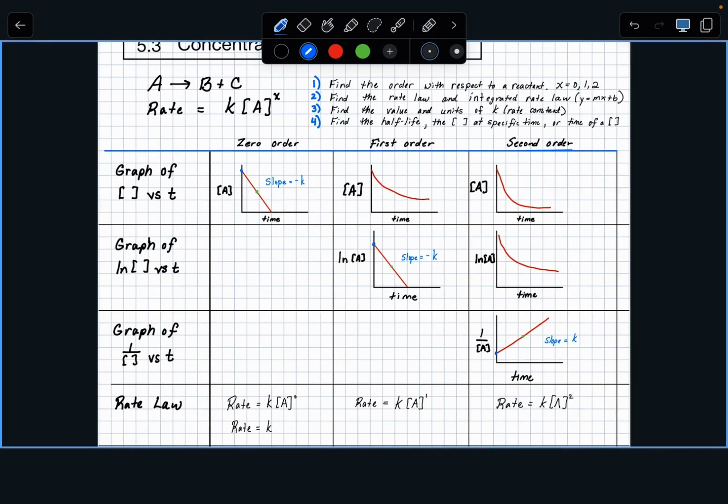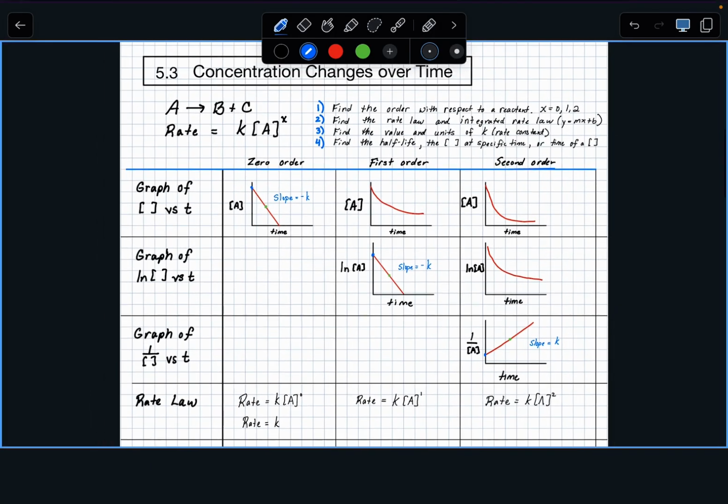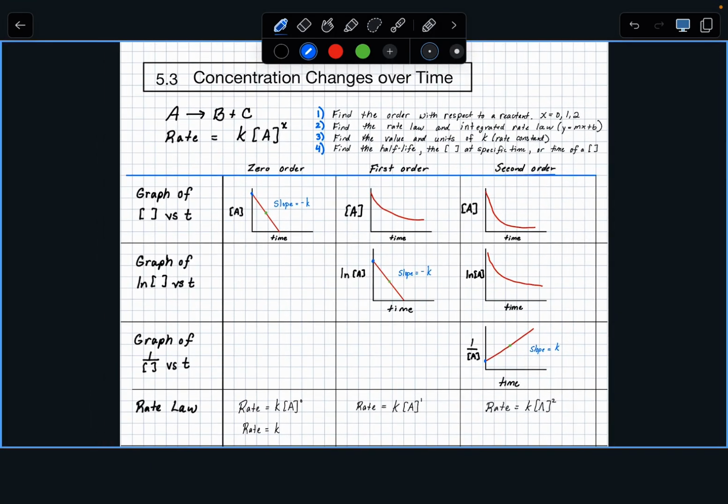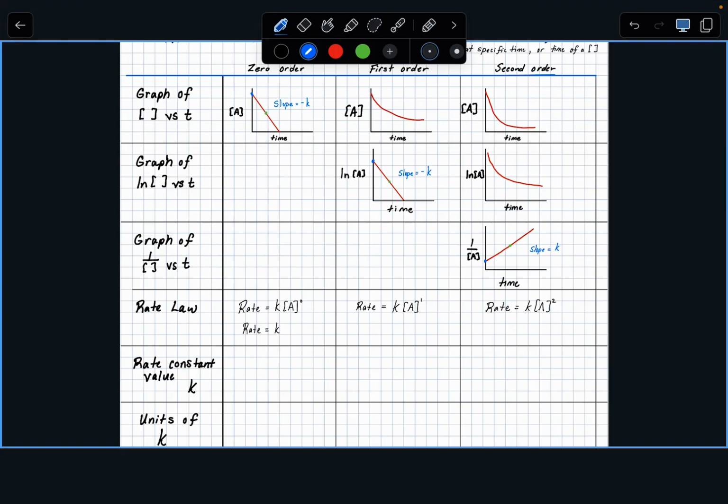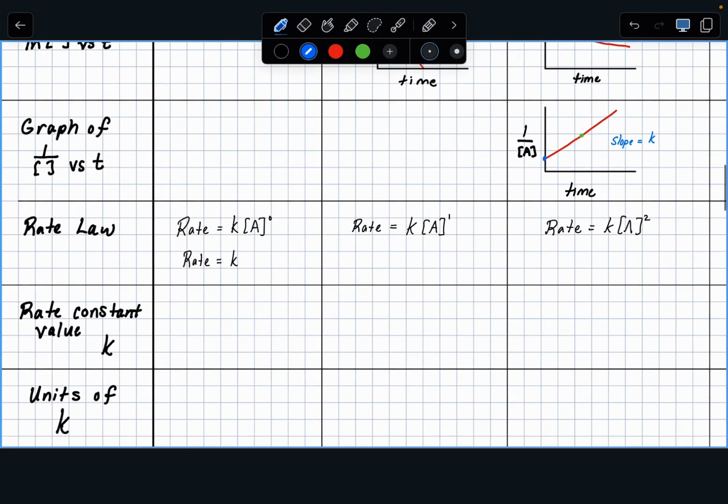So in the problem, either you will be told the slope and they won't tell you that it's the rate constant, or if you have to graph it, then you would have to find the slope of that graph using a graphical program or on your graphing calculator. So the value of the rate constant is just the slope of the graph.